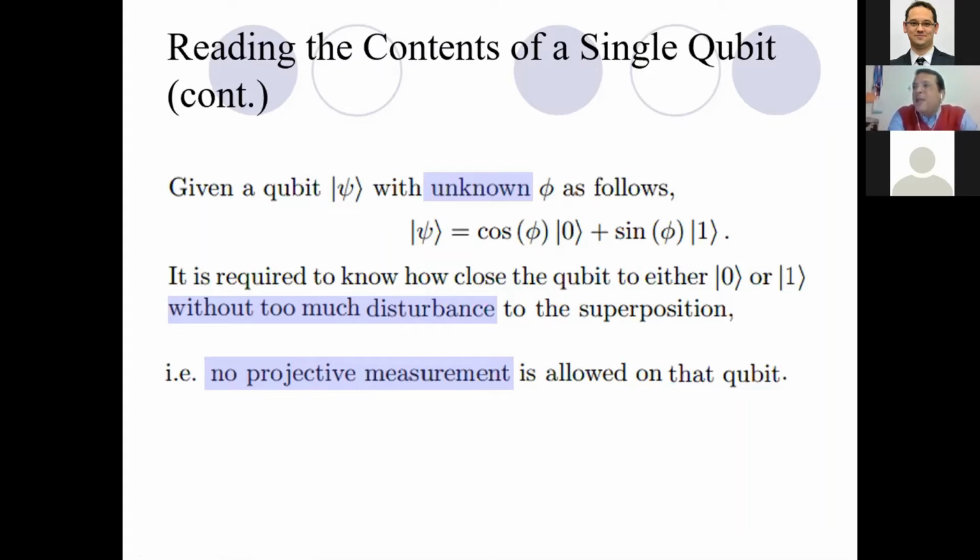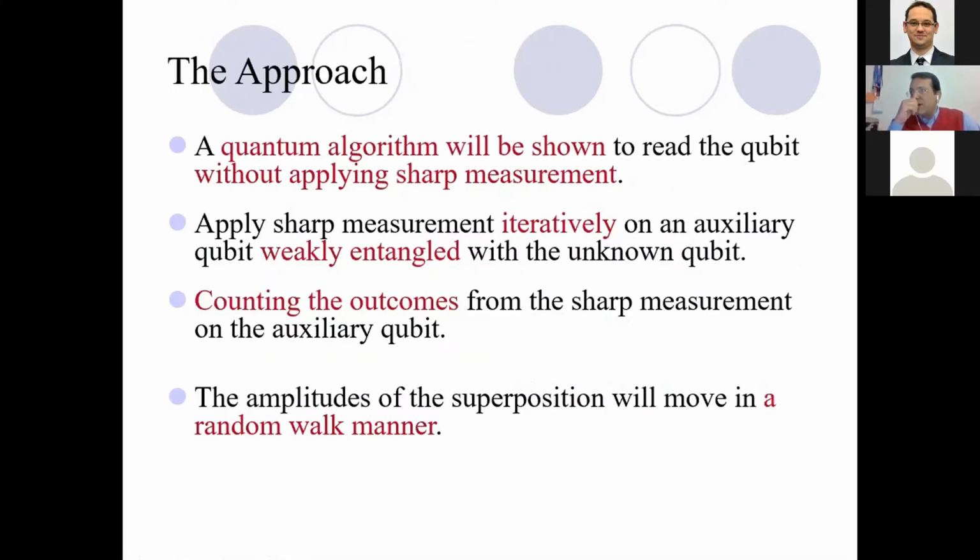This has many applications in quantum algorithms, for example. Let's see what we can do. We will show a quantum algorithm where we can read the qubit without applying sharp measurement on the qubit. But actually we have to apply sharp measurement, but on an auxiliary qubit weakly entangled, and we will show what is meant by weak entanglement in a minute. If we count the outcomes of the sharp measurement on the auxiliary qubit entangled with the unknown qubit, we can get very useful information.